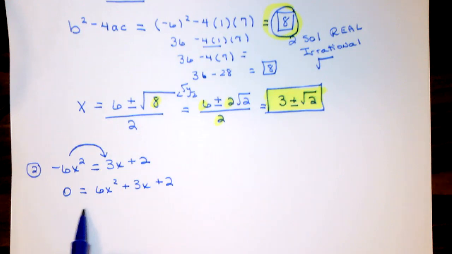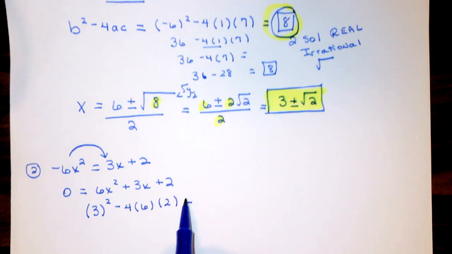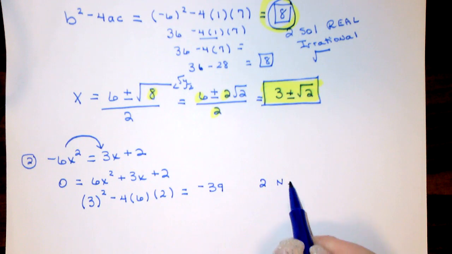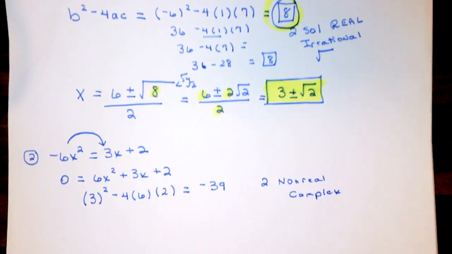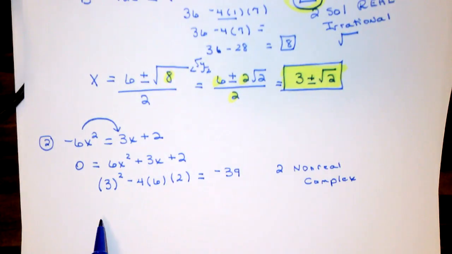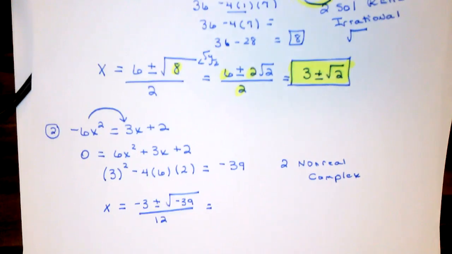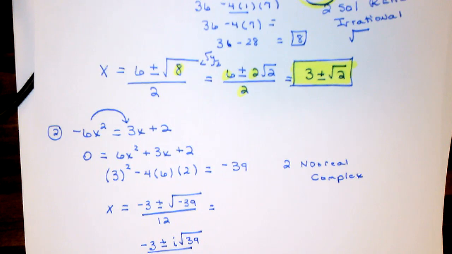So let's go ahead and get your discriminant. So it'll be b squared minus 4ac. And that's going to be -39, which tells me I'm going to get 2 non-real complex solutions. Okay, so when I do this one, I'm going to have -b plus or minus radical -39 over 12. So that's going to simplify to -3 plus or minus i radical 39 over 12.